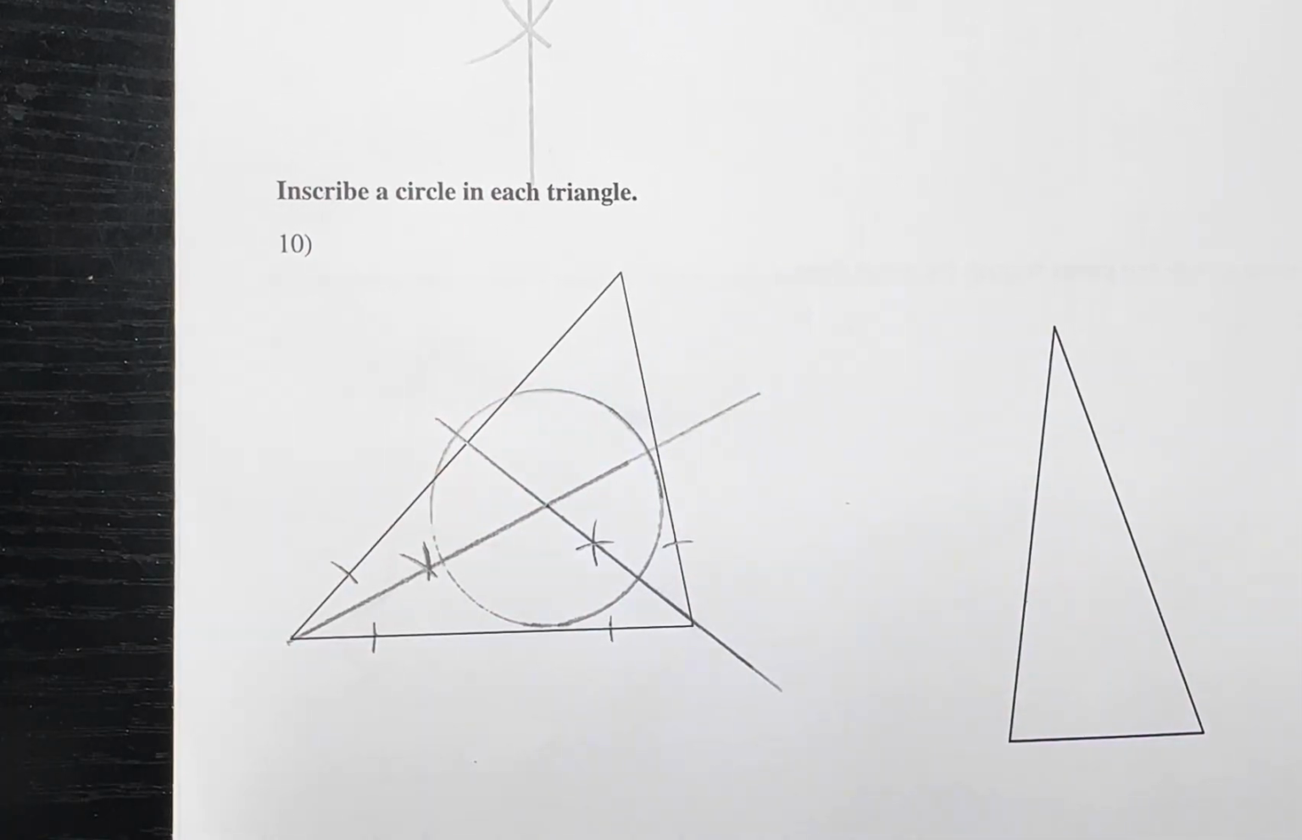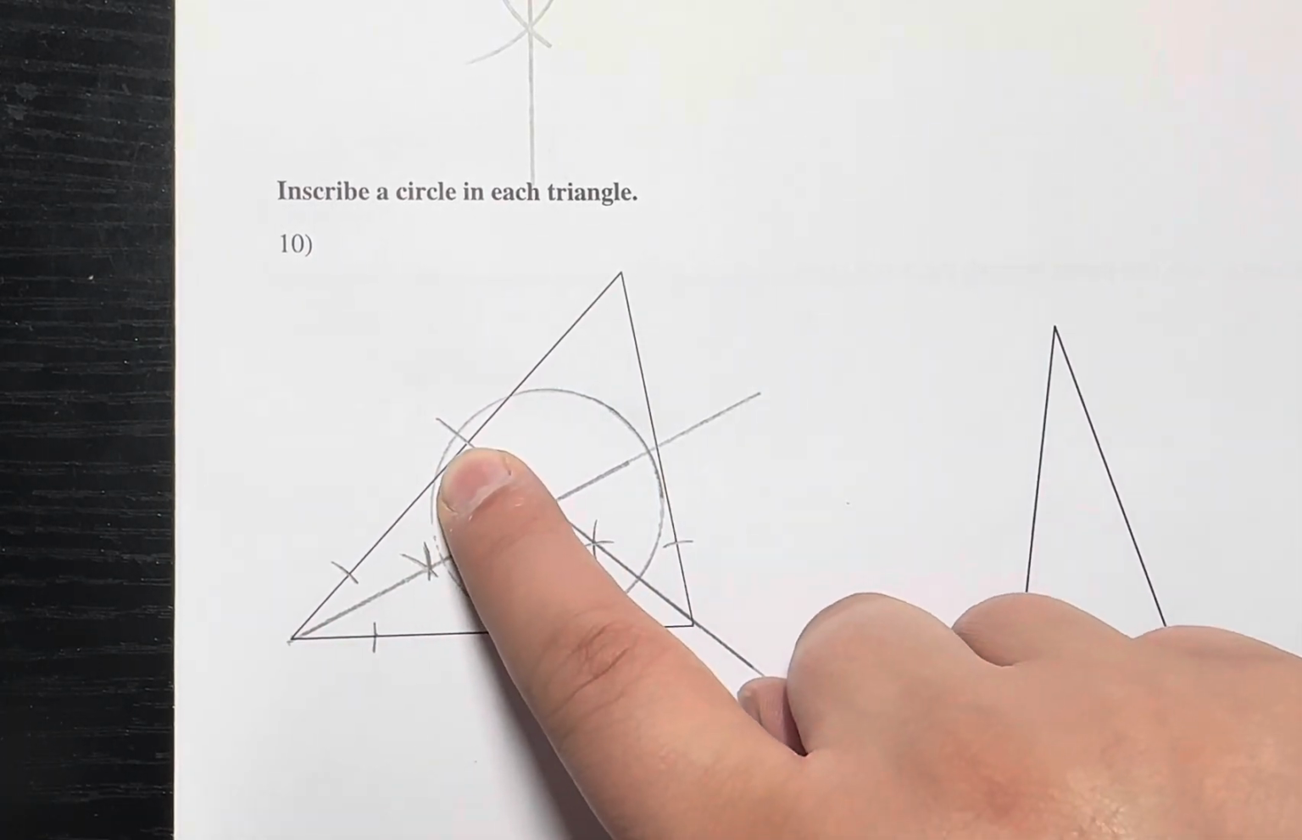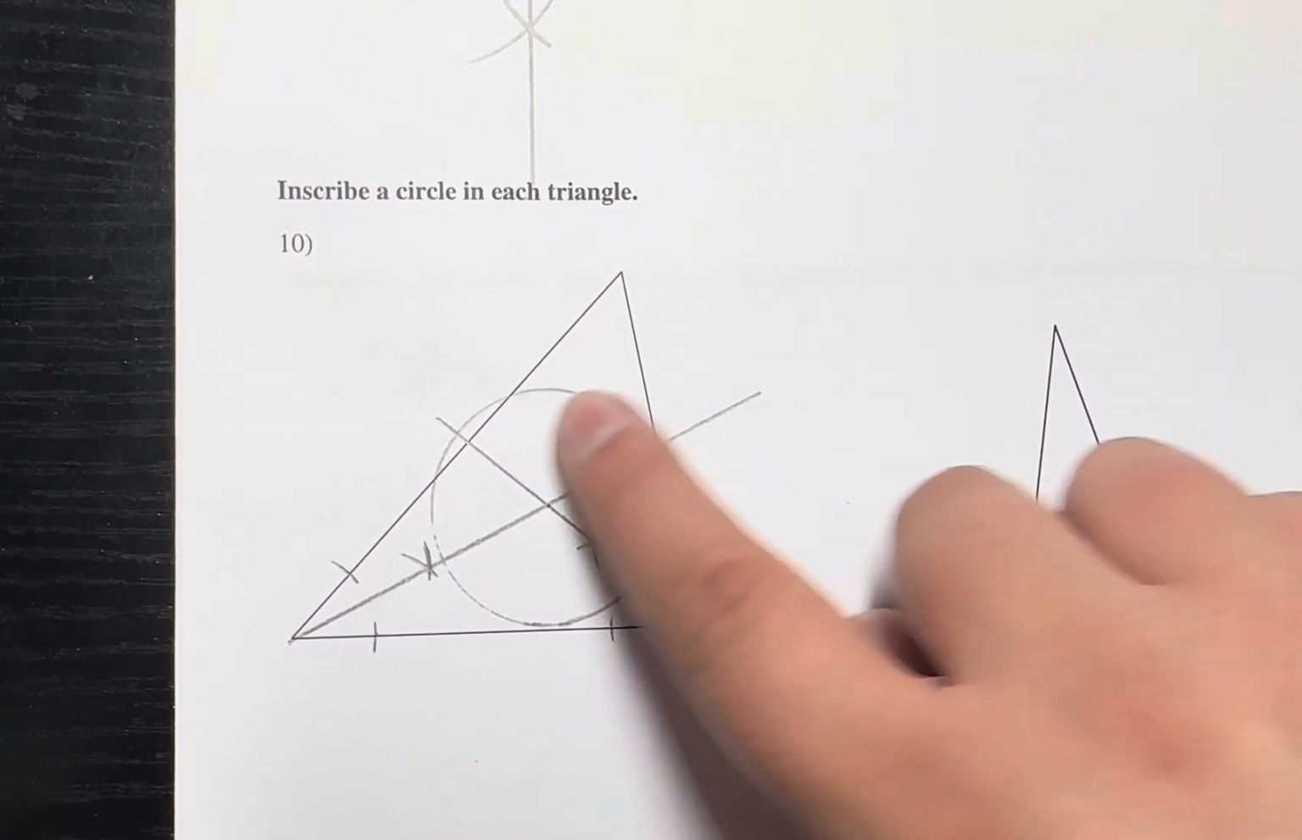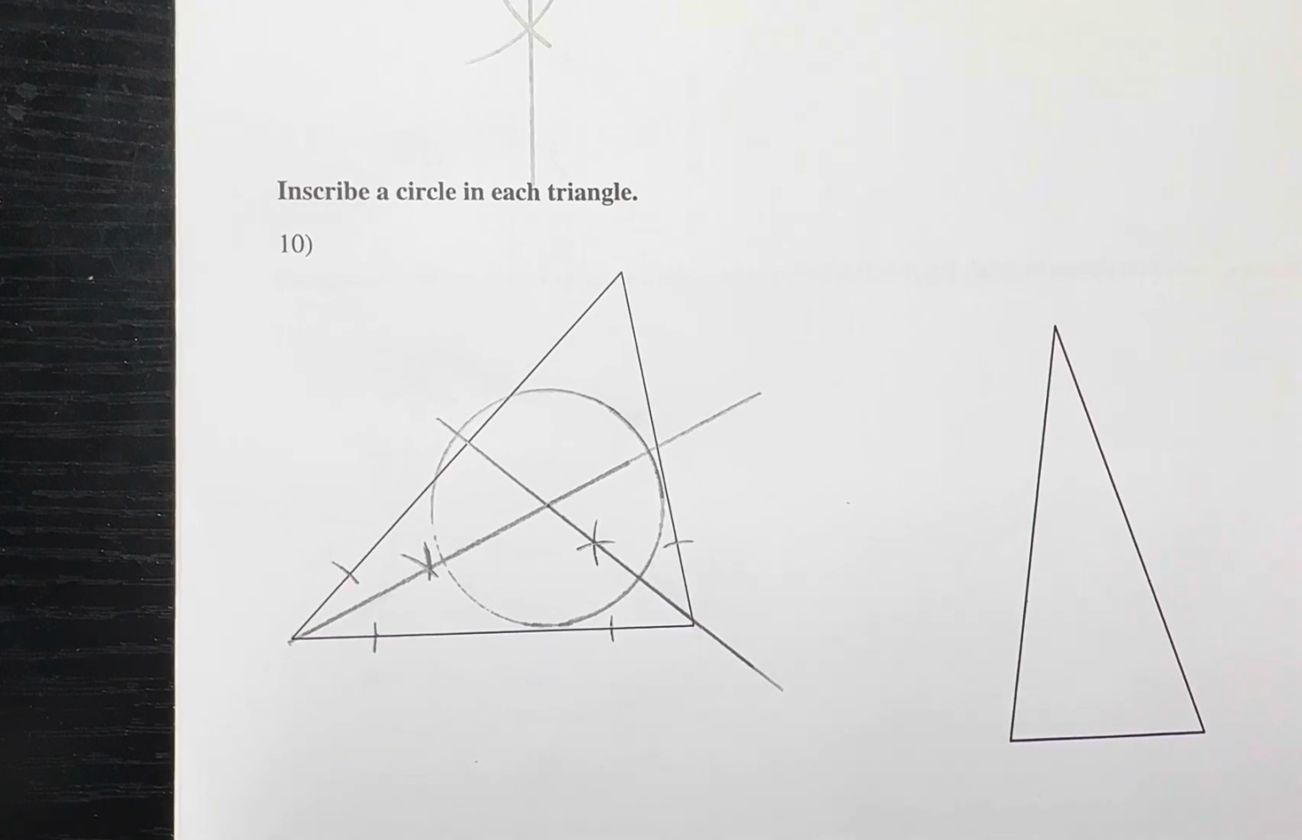So you see I didn't draw this line very good, so this one went outside. But if it was a little straighter, the circle looks pretty good. It goes around the inside there. And that's how you inscribe a circle in a triangle.